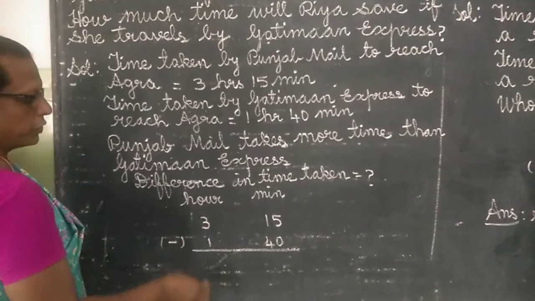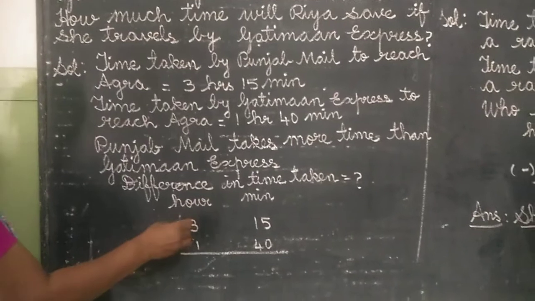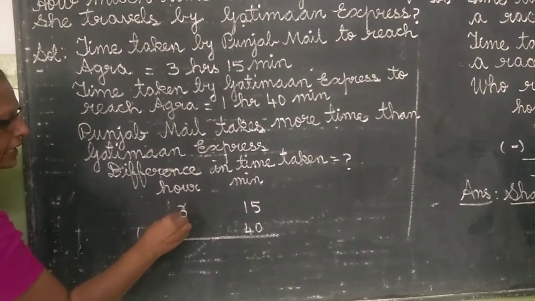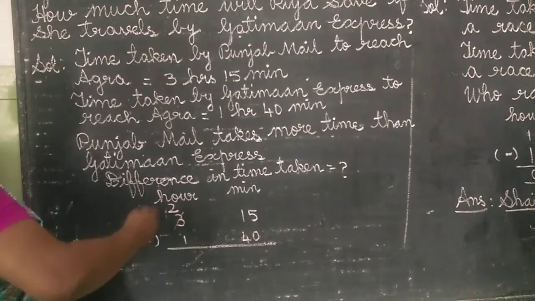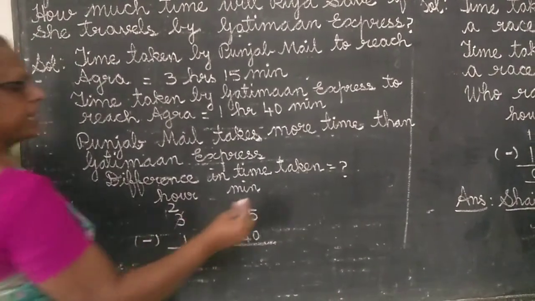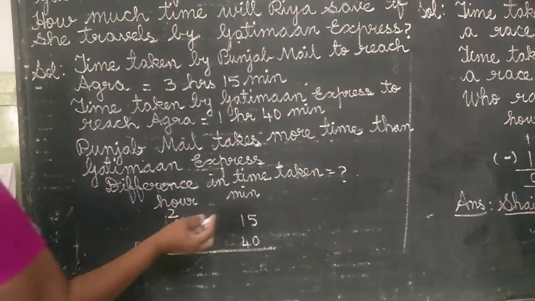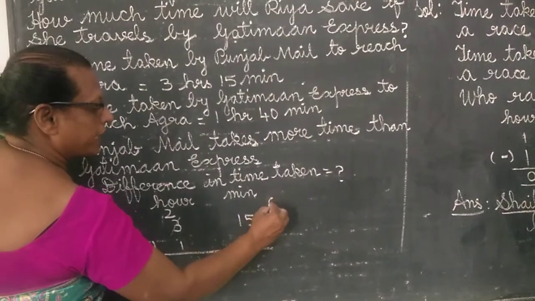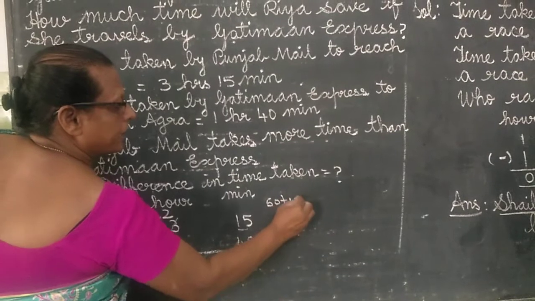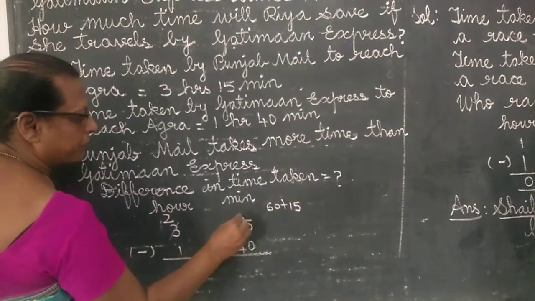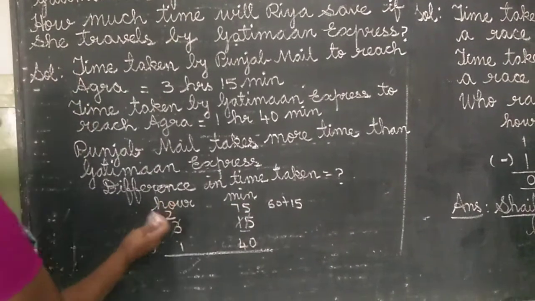So what do you have to do? You have to borrow from the hour. If you borrow from the hour, 3 will become 2. You are borrowing 1 hour. 1 hour is equal to what, children? 60 minutes. So you have to add this 60 plus 15. 60 plus 15 means what will come, children? 75. So you are borrowing 60 minutes.